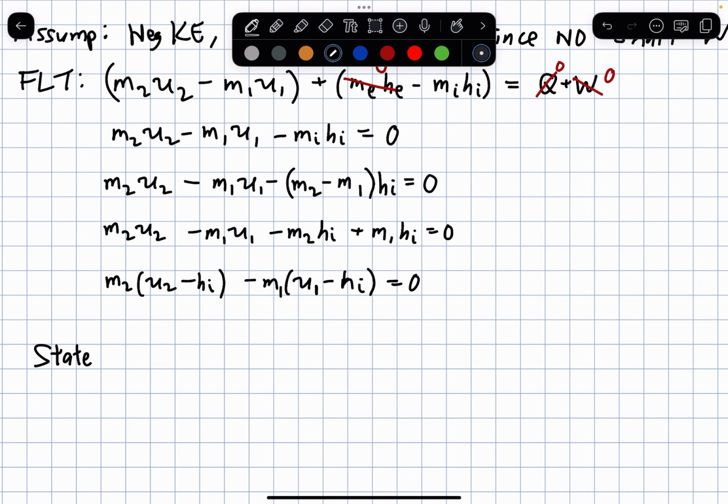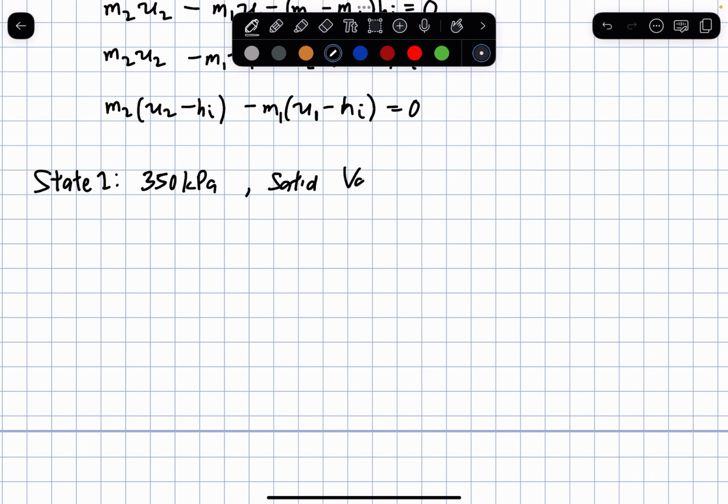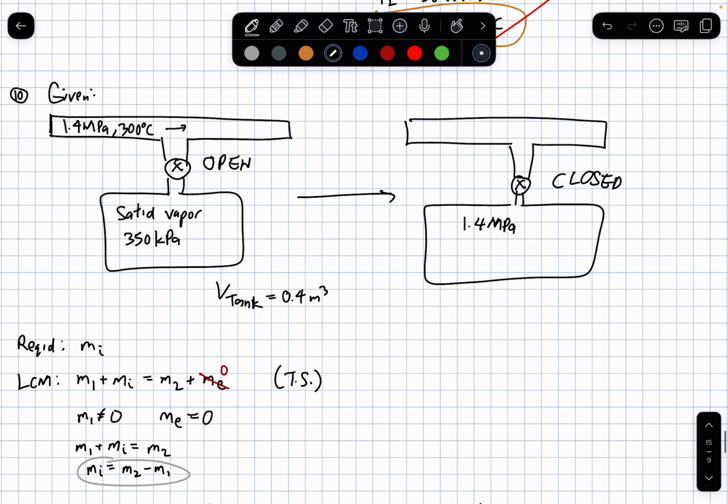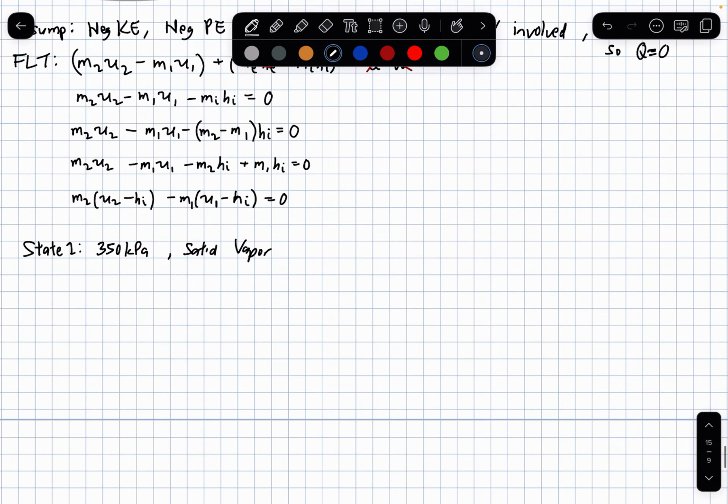Okay, let's now go to state 1. 350 kPa, saturated vapor. Let's look at the pressure entry and look for anything that corresponds to saturated vapor. Wait, what's the substance? Steam. So this is going to be just water, saturated water. Pressure entry 350. Specific volume, I think this is going to be useful. Saturated vapor, so 0.52425.